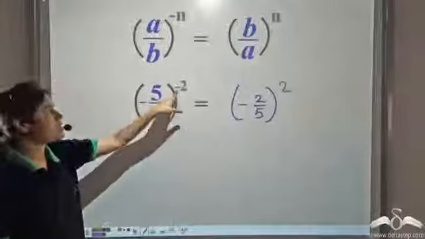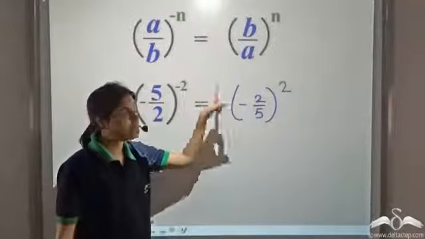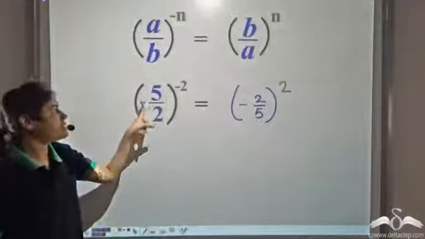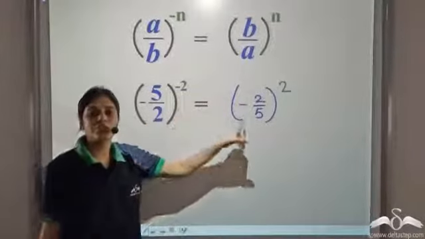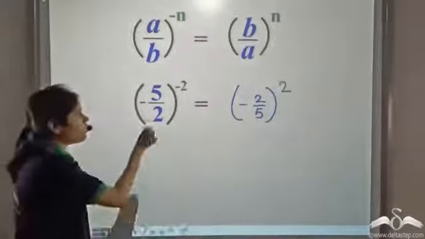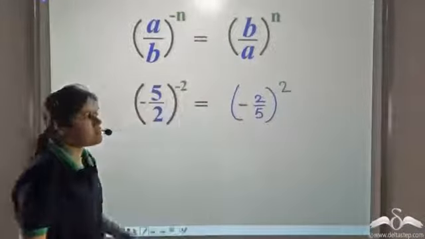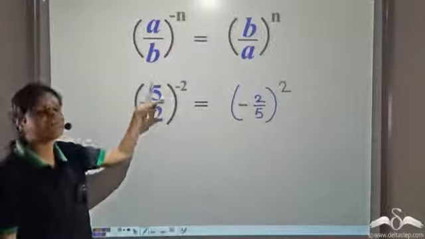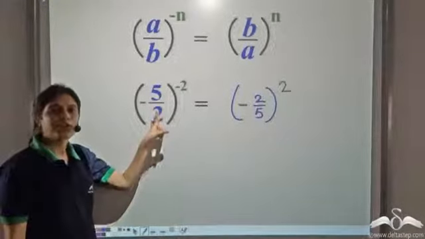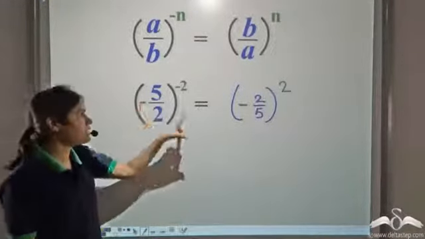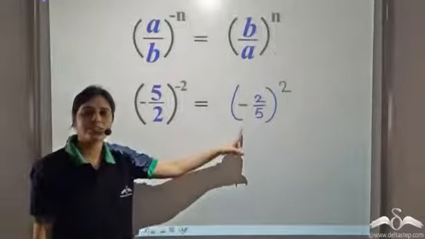Note that the sign of the exponent changes, but the sign of the base does not change. So we cannot change this negative sign. This remains as it is because we need to take the reciprocal of this fraction. So when we take the reciprocal, the negative sign remains as it is.